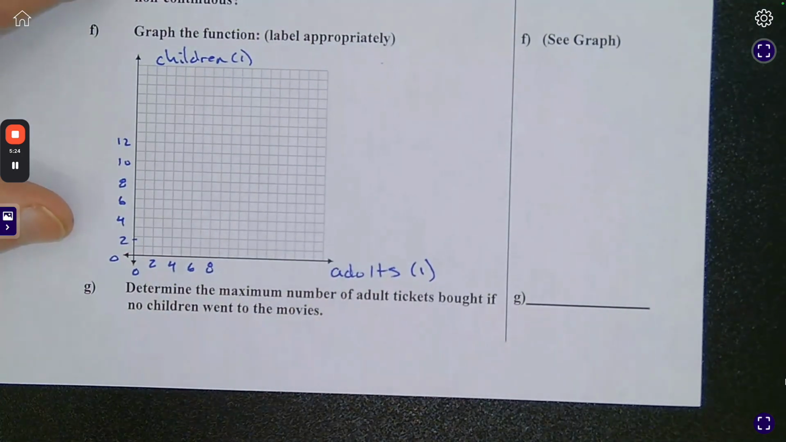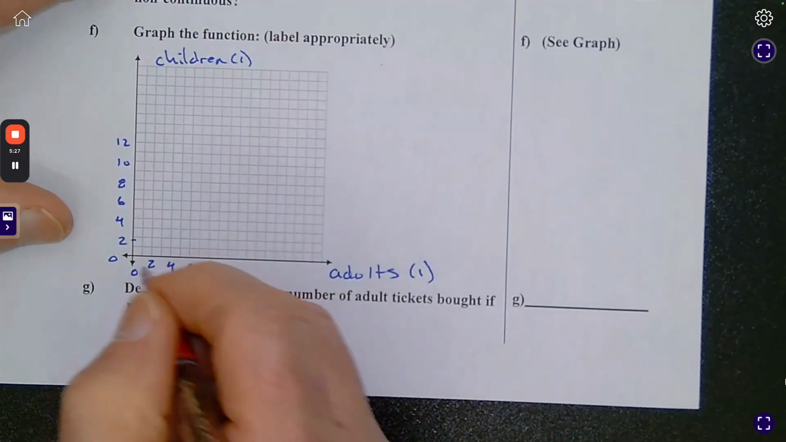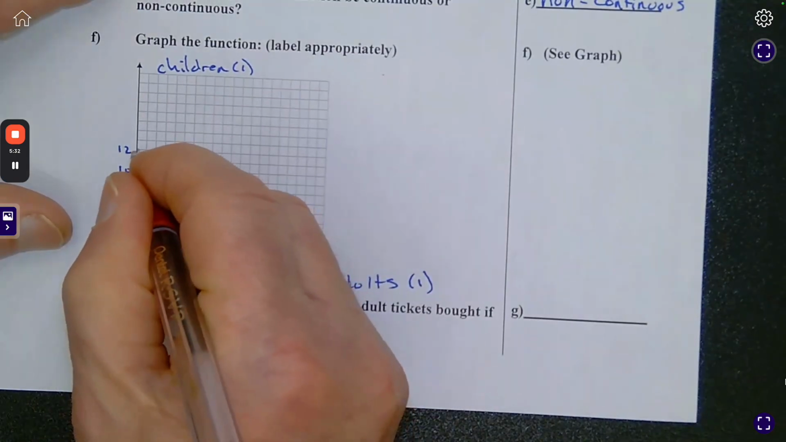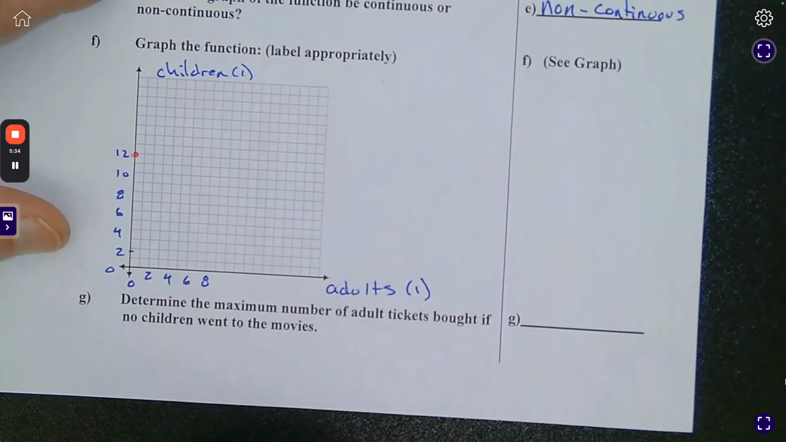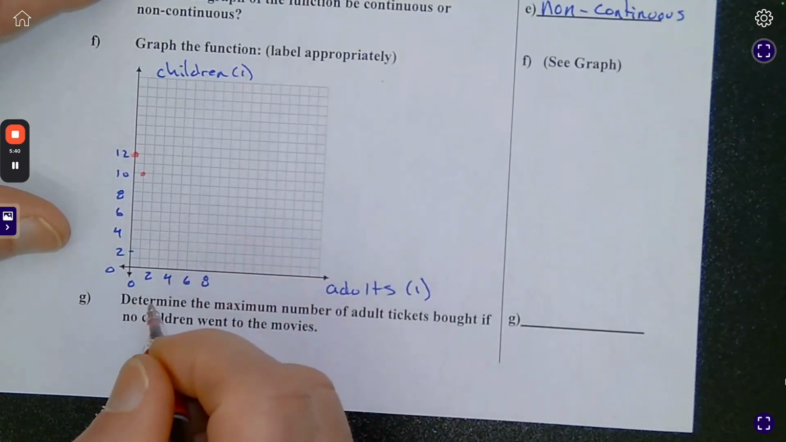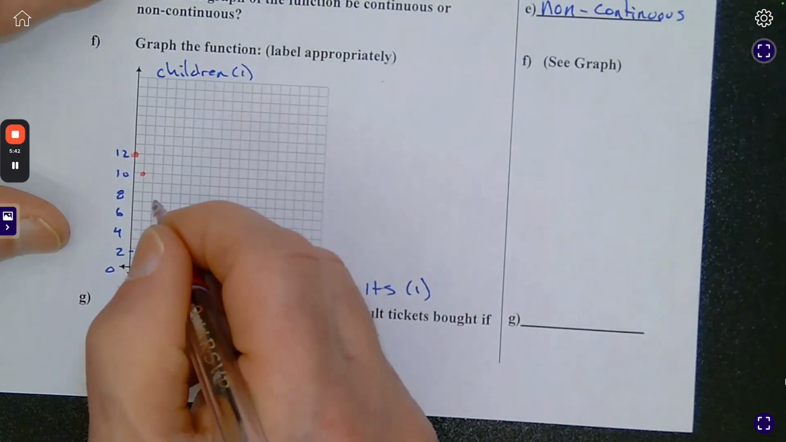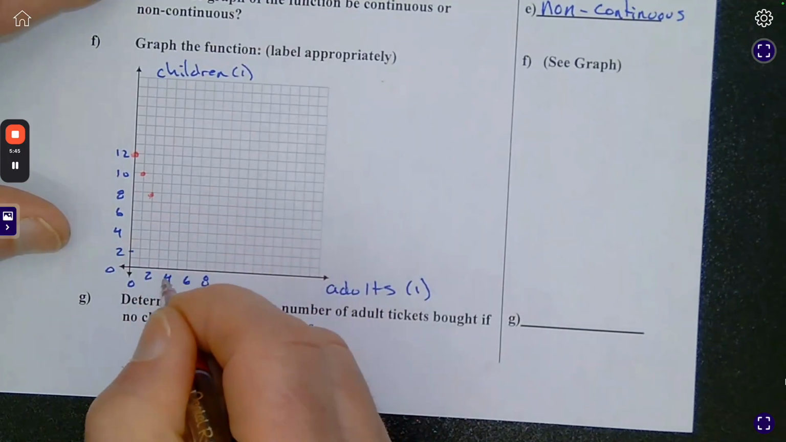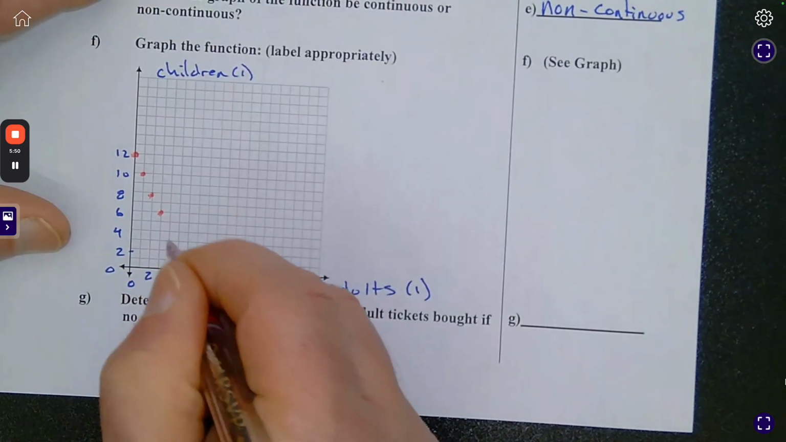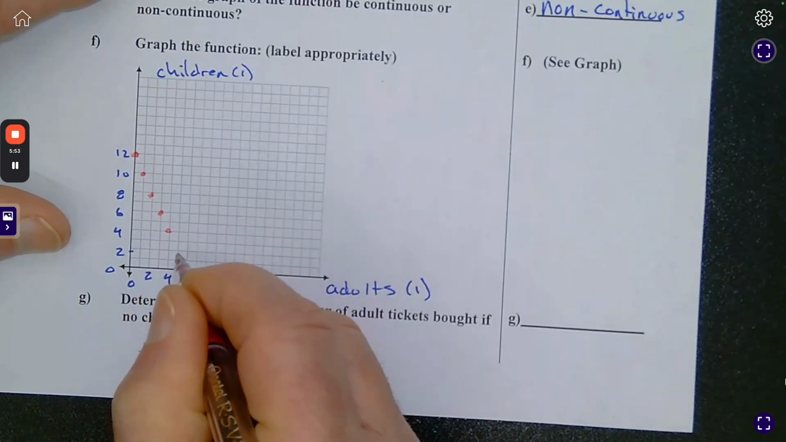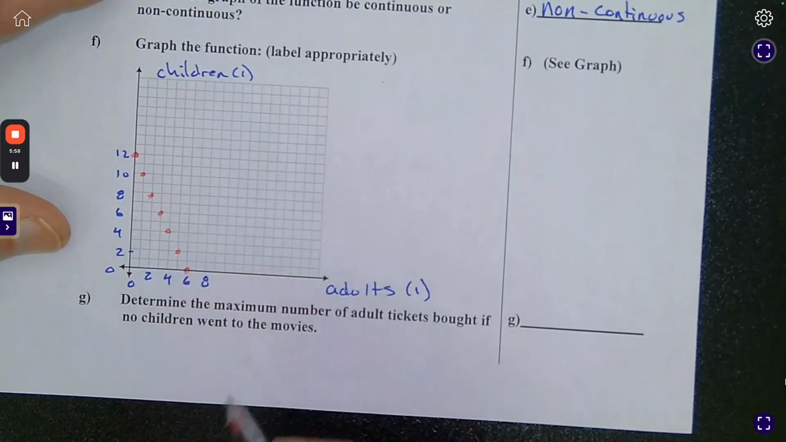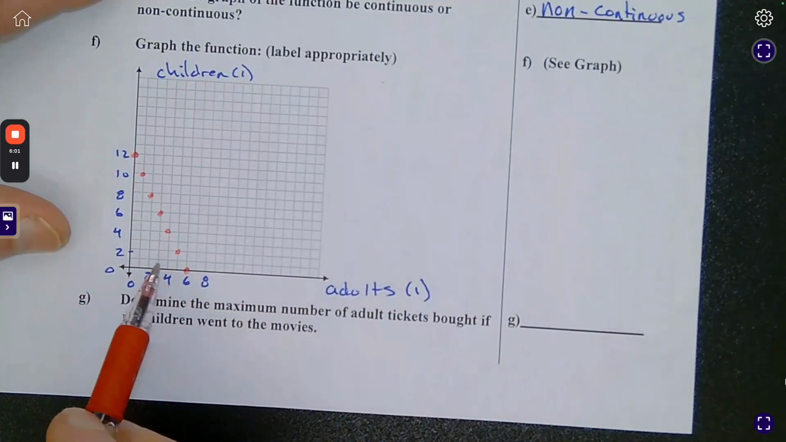Okay, let's plot some points. So the first point is 0, 12. If 0 adults show up, then 12 children do. If 1 adult goes, then 10 children. If 2 adults, then 8 children. 3 adults is 6 children. 4 adults, 4 children. 5 adults, 2 children. 6 adults, no children.